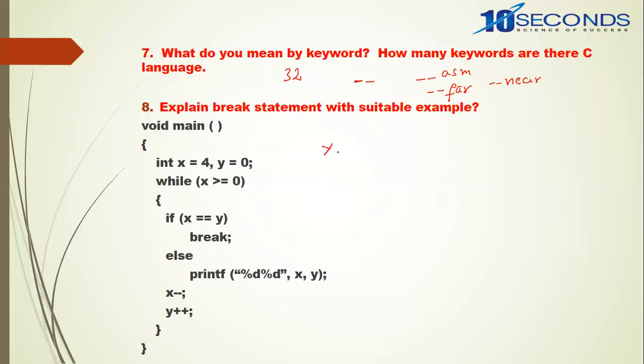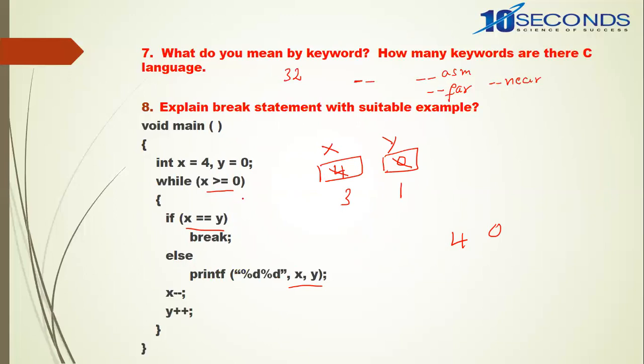X is 4. Memory will be allocated to X and the value of X is 4, and Y is 0. While X greater than or equal to 0, 4 greater than or equal to 0 condition is true. It enters the loop. If X equal to Y, 4 equal to 0, condition is false. It will go to else part and print the value, that is 4, 0. X minus minus, 4 will be decremented to 3. Y plus plus, 0 will be incremented to 1.